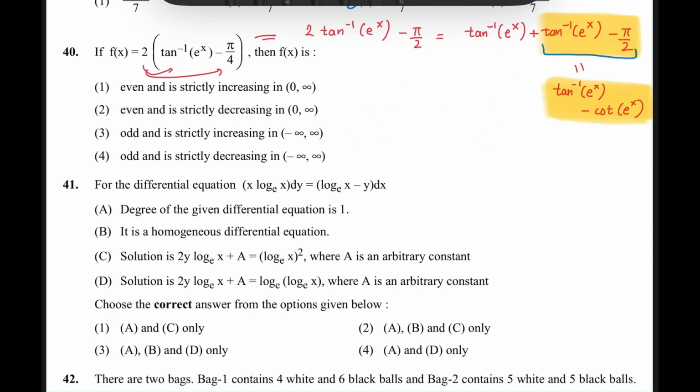So is it an increasing function or a decreasing function? Increasing, decreasing, how do we find it? Using the derivative. If the derivative is positive, it is increasing; if the derivative is negative, it is decreasing. So let's find the derivative of this function. What is f dash x?